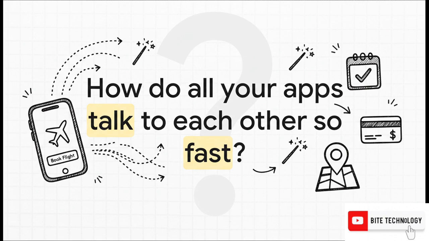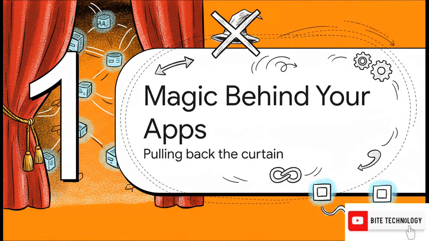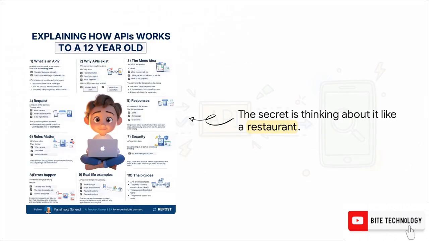Well, it's not. So let's break down that magic, because the secret behind it is actually not that complicated at all. Yep, a restaurant. I know what you're thinking, but this simple, everyday place holds the key to understanding one of the most crucial pieces of modern tech. Just stick with me here. I promise it's all going to make perfect sense.